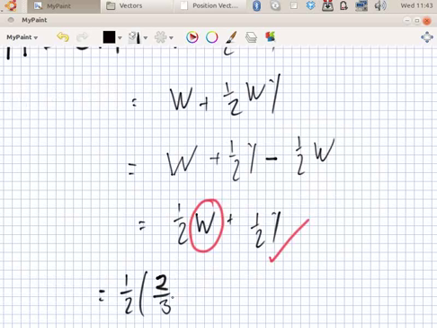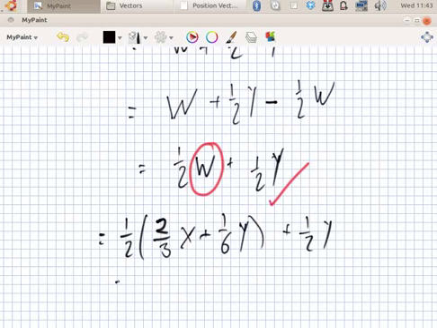2/3 x plus 1/6 y plus a half y. So that would become 1/3 x, and that is 1/12 of y plus 6/12 of y, so 7/12 of y. Yeah? So I'm saying, not roughly, sorry, exactly 1/3 of x plus 7/12 of y will get you from O to W. Let's see that.